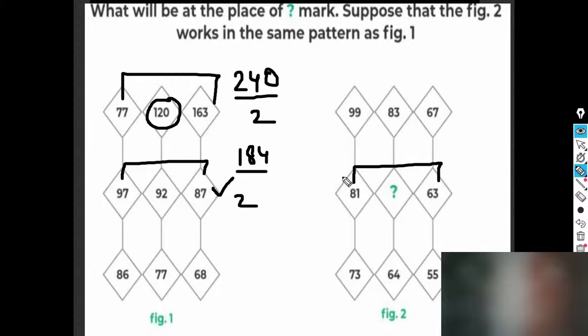So just add first and third. If we add first and third, it gives us 144. So 144, we should halve it. We should divide it by 2. So 144 divided by 2 gives us 72. So 72 is the correct answer. In our exams, we can expect these types of questions also.